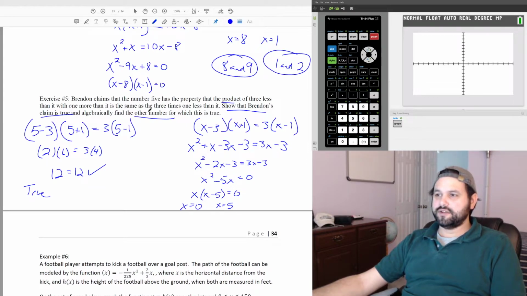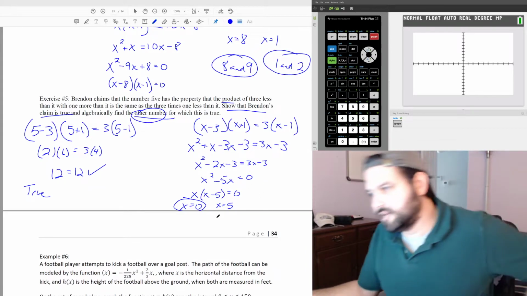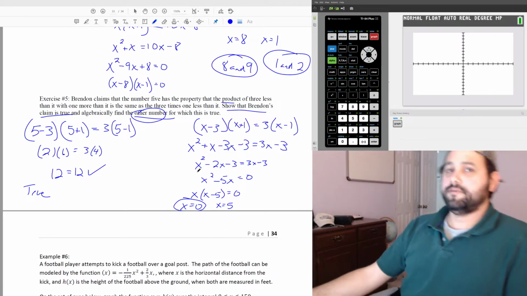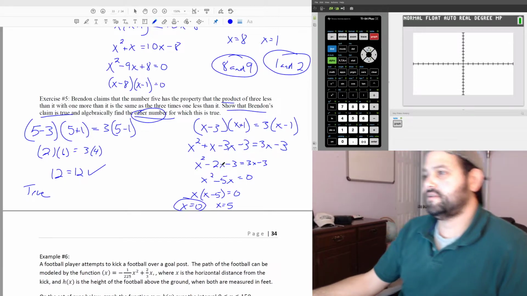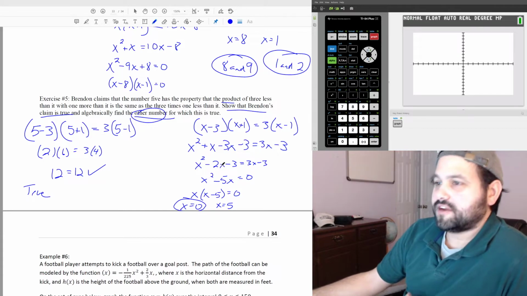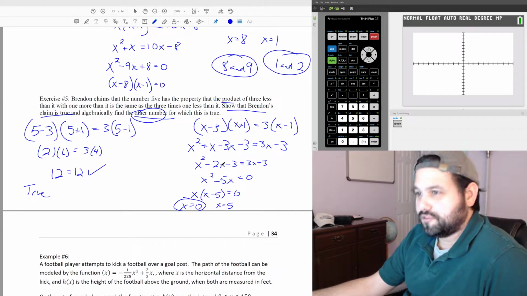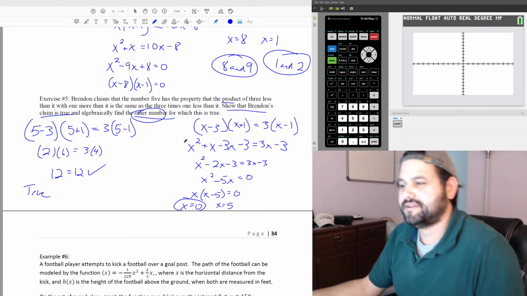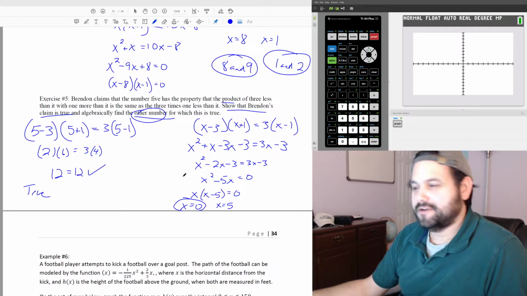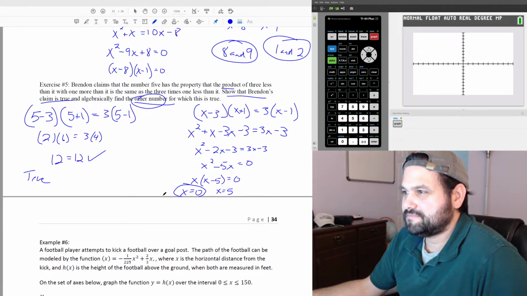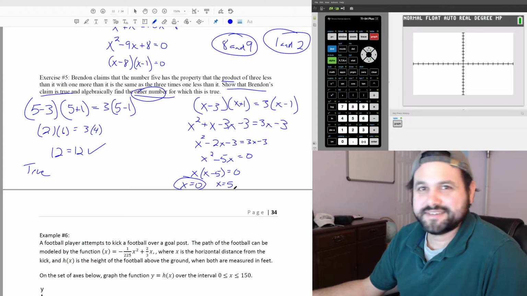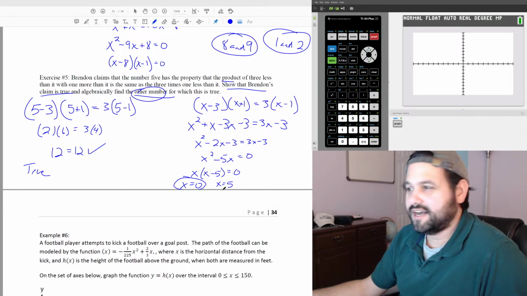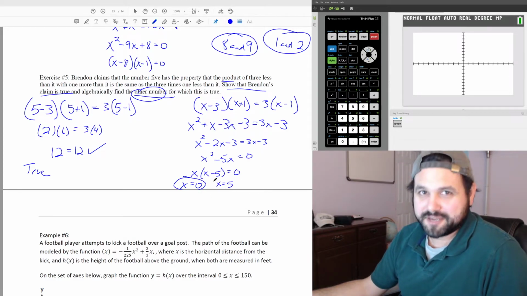So the other number is 0. x equals 0. So this claim, just in case we were wondering, what the product of 3 less than a number with 1 more than it is the same as 3 times 1 less than it, it's 5 and 0. So 0 is the other number. All right. Hopefully that wasn't too confusing. Yes, I make mistakes all the time.